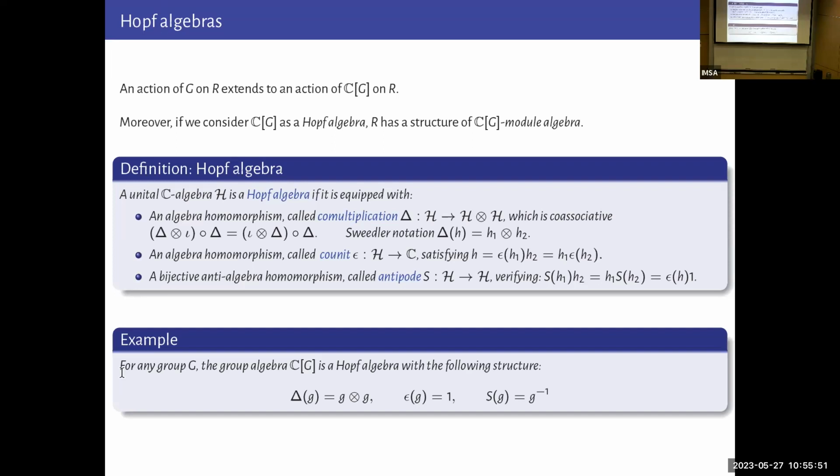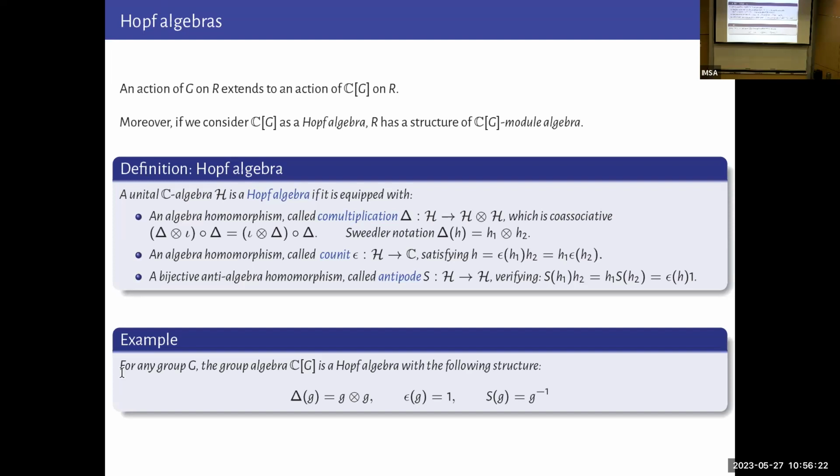So we have the comultiplication, and we have the counit, an algebra homomorphism from the algebra to the complex numbers. This is the condition for the counit: every element h of the algebra can be written as ε(h1)h2, or h1 ε(h2). Again, here we are using Sweedler notation. And finally, we need a bijective anti-algebra homomorphism, called the antipode, from H to H, and this is the condition for the antipode.